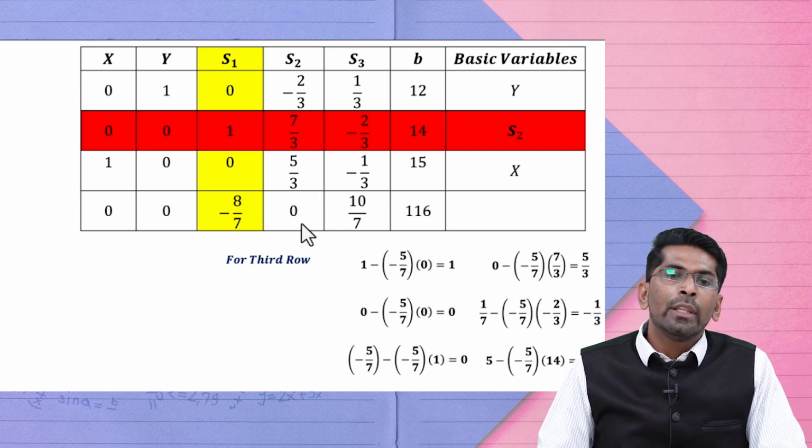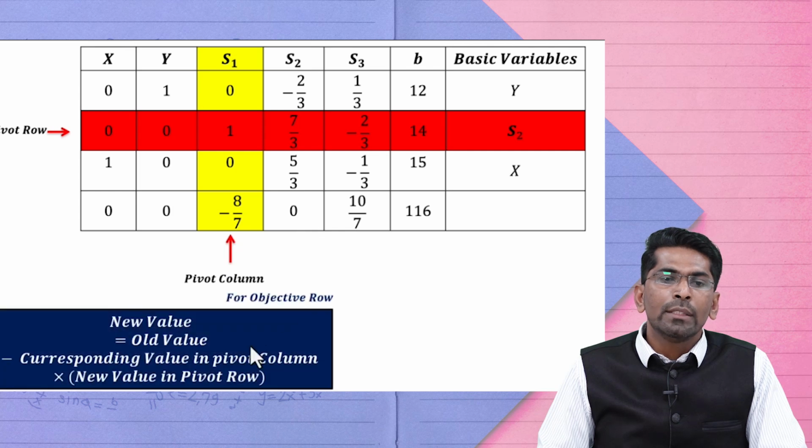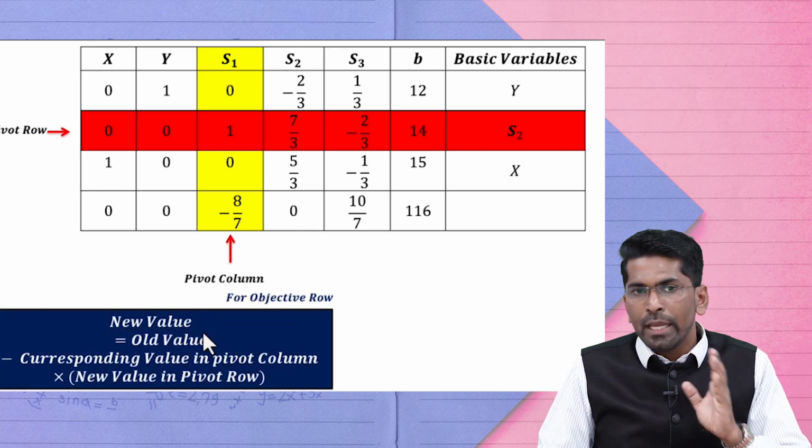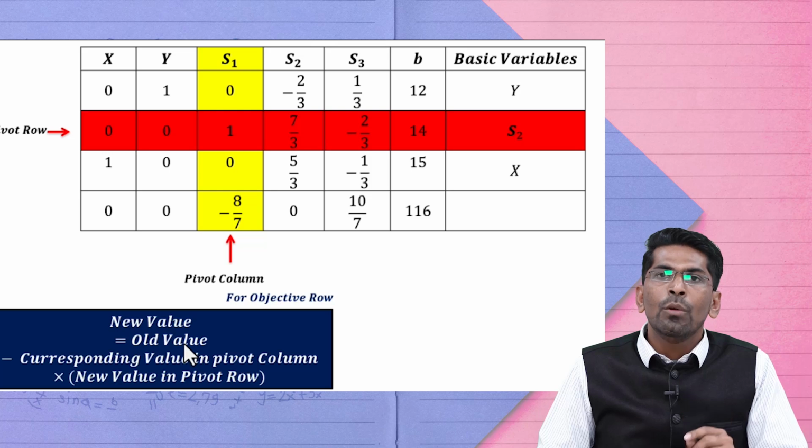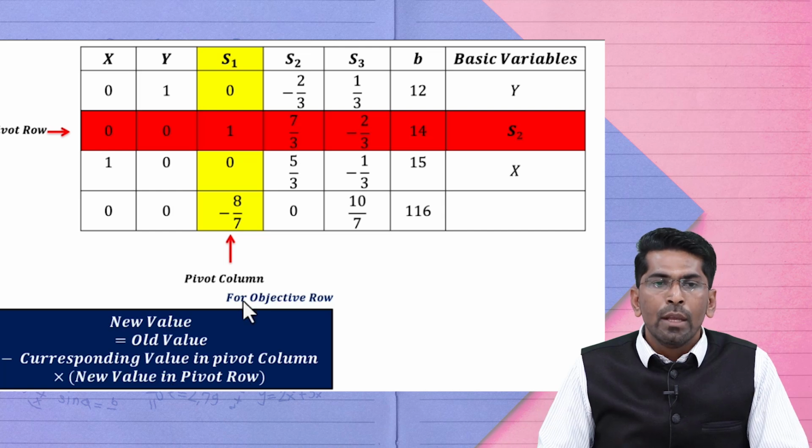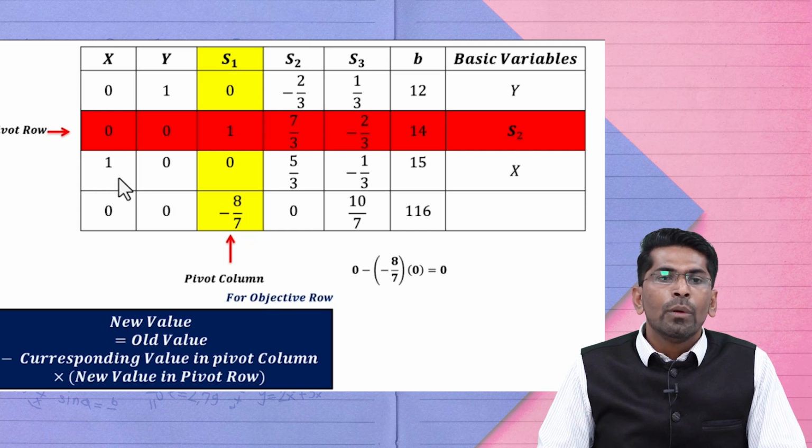Now the last row, that is the objective row, we are going to consider. So again, by using the same formula, that is old value minus corresponding value in the pivot column into new value in the pivot row. So here the first value is 0 minus 8 by 7 into 0. This is the new value in the pivot row. So it will become 0.